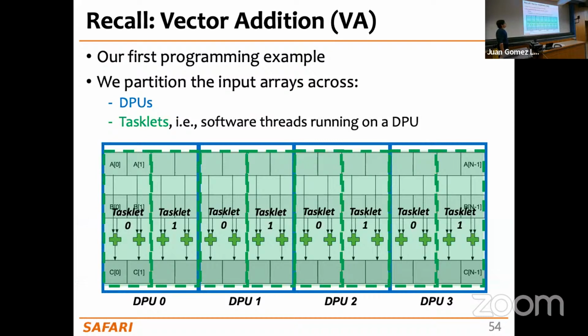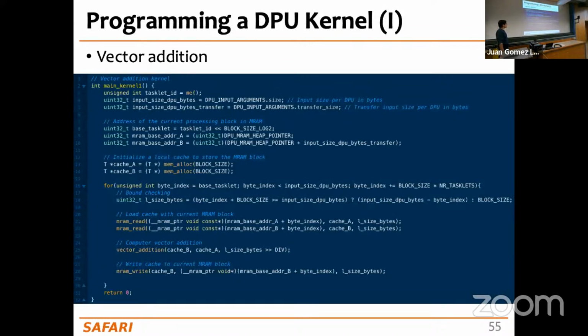Okay, so let's go back to the vector addition as a running example, because now we are going to start thinking about how to program the DPU kernel itself. And this is the kernel. You see, it's a little bit more complete. It has more lines than the one I showed in the template. But in the end, it's more or less the same. We start by retrieving with this me instruction the Tasklet ID. And now we use this Tasklet ID to access the data that we have to compute.